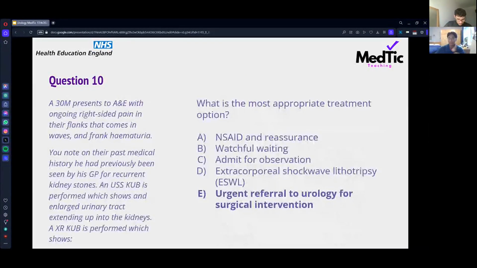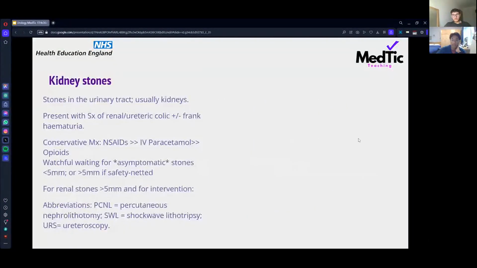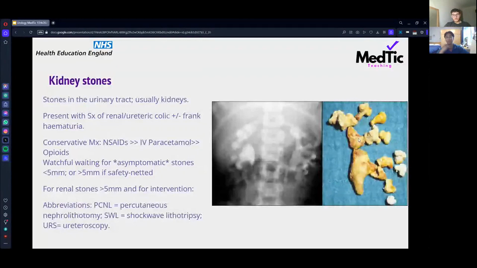Okay, so from that one, that X-ray shows a Staghorn calculus, and with the signs and symptoms that the patient is presenting with, they've probably got Staghorn calculi and renal stones. So kidney stones are stones in the urinary tract and the kidneys. They present with renal colic and or frank hematuria or dysuria, oliguria, or anuria if the blockage is severe enough.